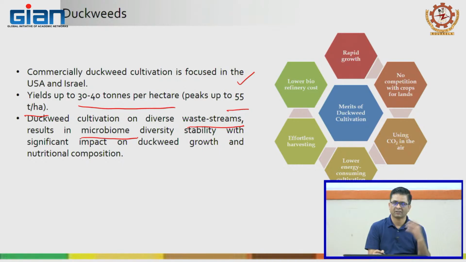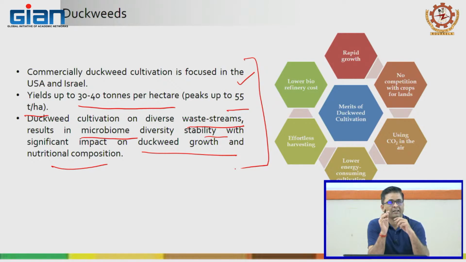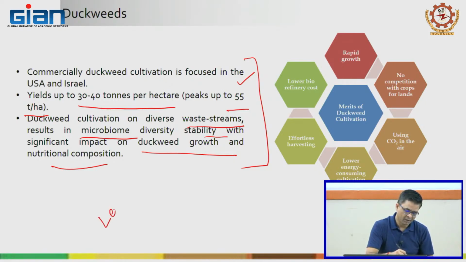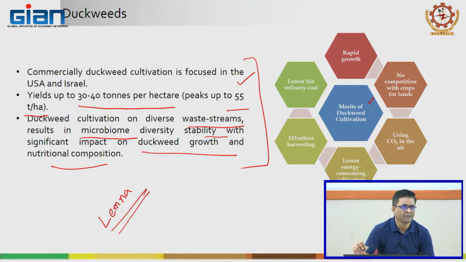What is microbiome? That is microbes in the biosphere. Diversity and stability have a significant impact on duckweed growth and nutritional composition. So all these duckweeds, whatever is grown, have some unique features, and for that you can look into any standard aquatic plant book and you will find all those answers. One of the common species I will be discussing further is Lemna minor or Lemna gibba. These are some of the species which are quite extensively used.